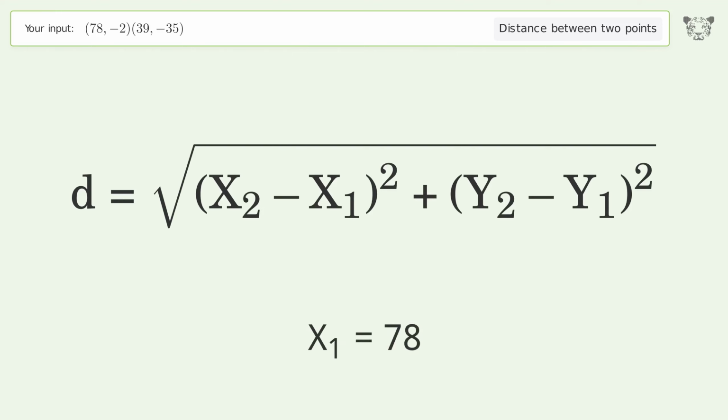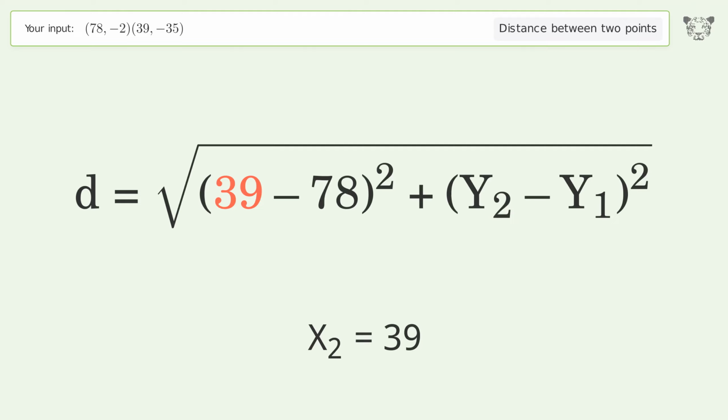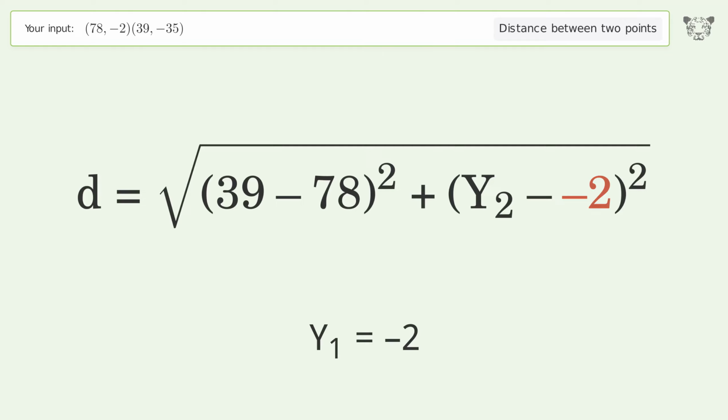x1 equals 78. x2 equals 39. y1 equals -2. y2 equals -35.